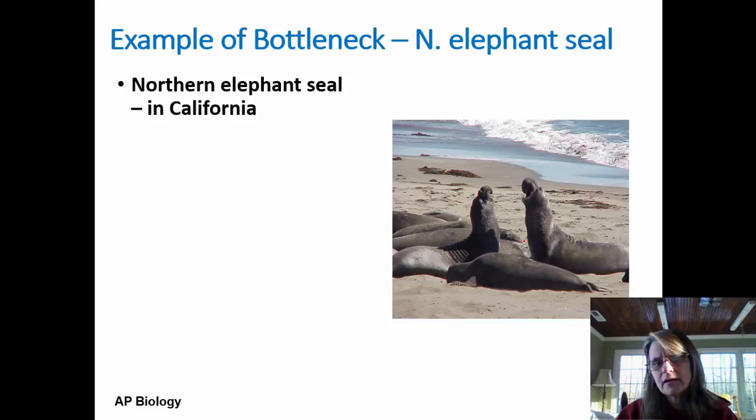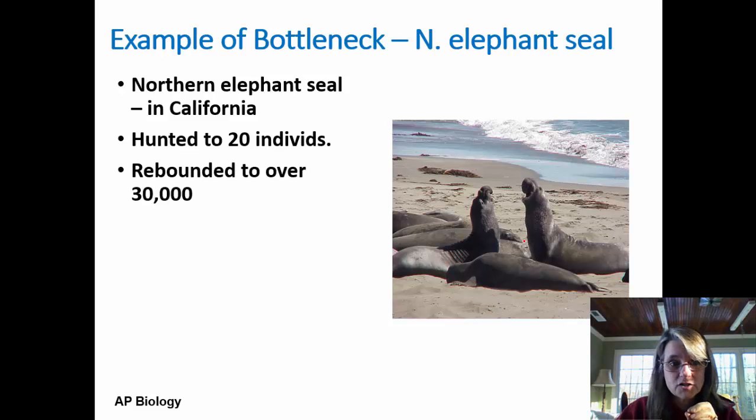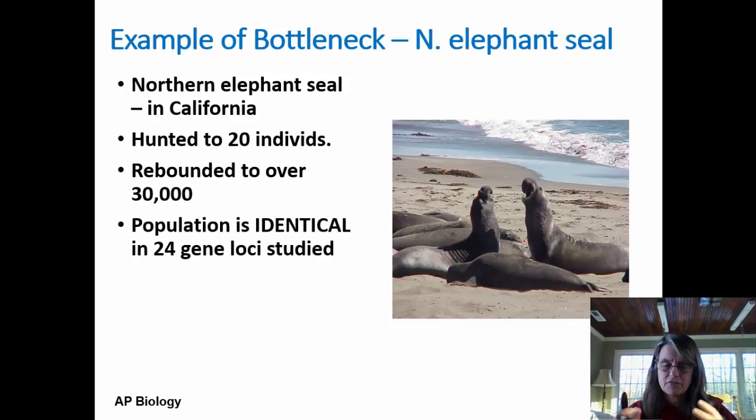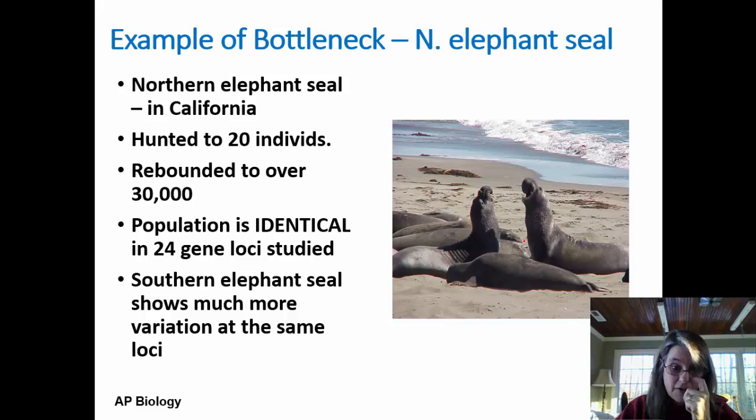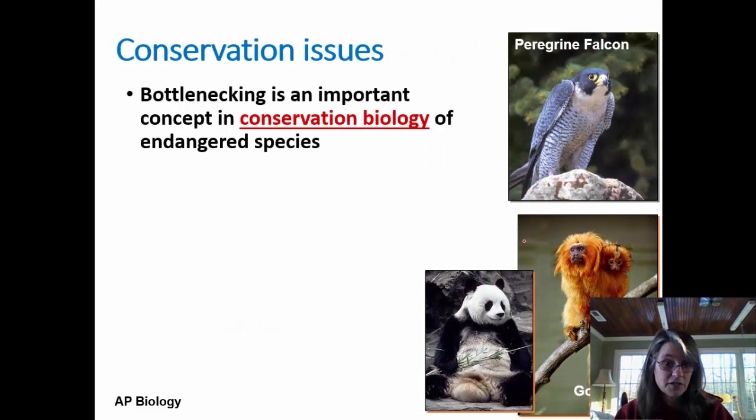Another example of a bottleneck is the northern elephant seal. In California, it was hunted down to 20, literally 20 individuals. It has since rebounded beautifully to over 30,000, but there is very little diversity in this population. All the individuals are identical in like 24 gene loci that have been studied. There's a lot more variation in the southern elephant seal, which didn't pass through this bottleneck, at those same 24 loci. So it's just another example. So this raises real issues with conservation.